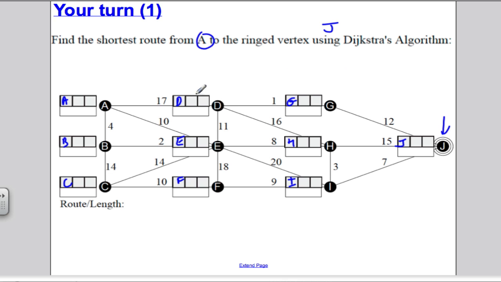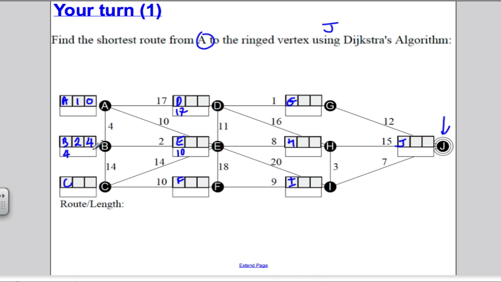Right, first thing I do is say that's the first one I label and it's got a 0 weighting to get from A to A. Everything that comes out of A I assign temporary. So that would be a 4, that would be a 17, and this here would be a 10. Okay, look at all your temporary labels, which is the smallest, this one. So label it, the second one you've labelled permanent with weighting 4.